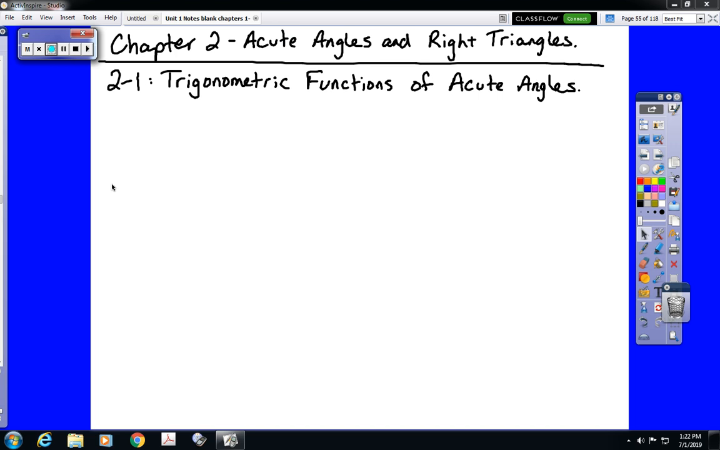Ladies and gentlemen, welcome to the Chapter 2 notes for your Pearson Trigonometry textbook. This is for Section 2-1 entitled Trigonometric Functions of Acute Angles. This particular video will cover the first 3 slides of the blank note packet from class. We will be discussing information you should already know from previous classes based on right triangles.